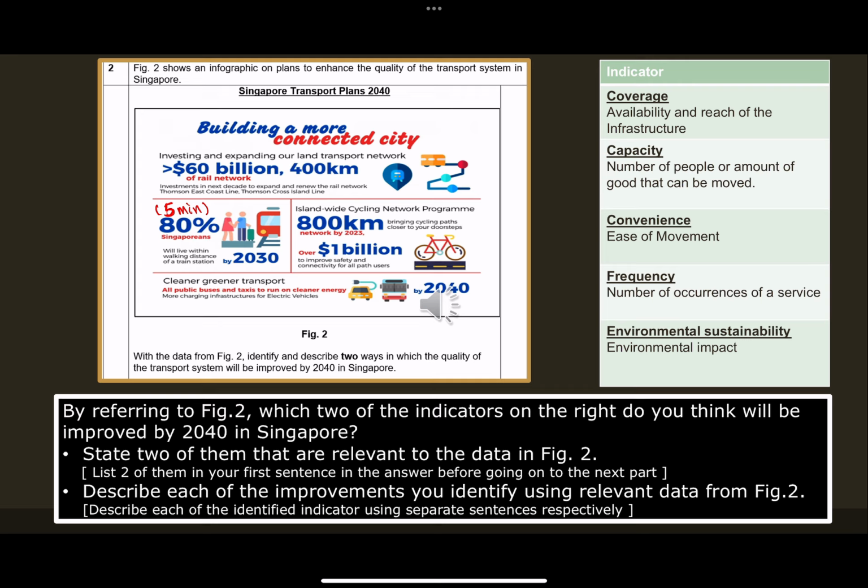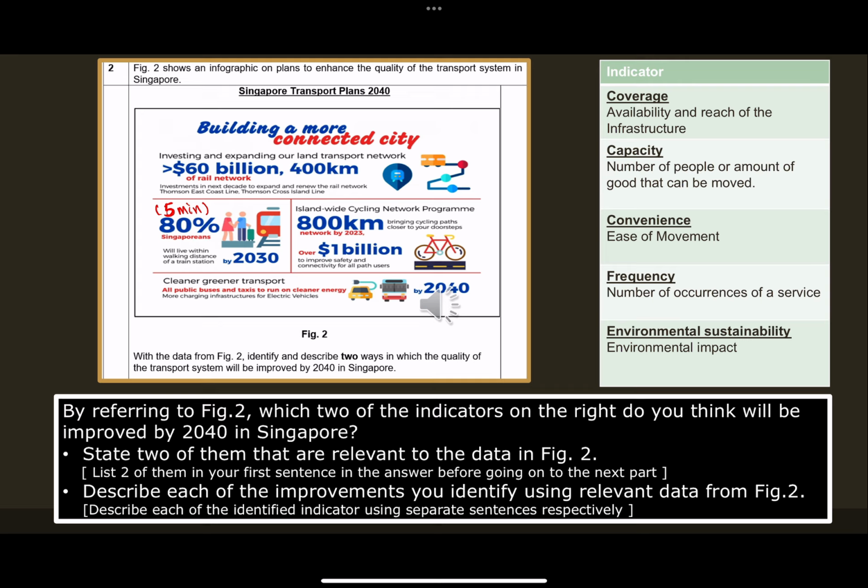You may pause this video to read through the guidance to how this question could be answered. I have actually placed the 5 possible indicators on the right side of the slide. So they are coverage, capacity, convenience, frequency, and environmental sustainability. So the question asks you to identify, which means that you state 2 of the indicators that are relevant to the data in figure 2.